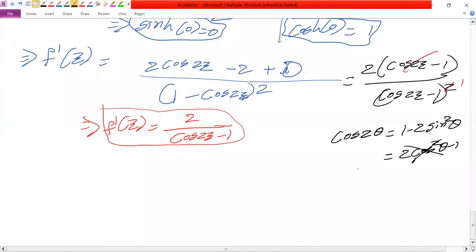What we need is cos 2z minus 1, right? So I'll bring the 1 to the left. What we'll get here: cos 2 theta minus 1 equals to minus 2 sine square theta.